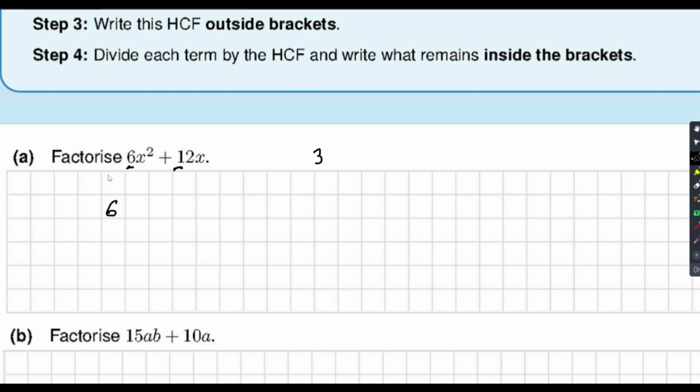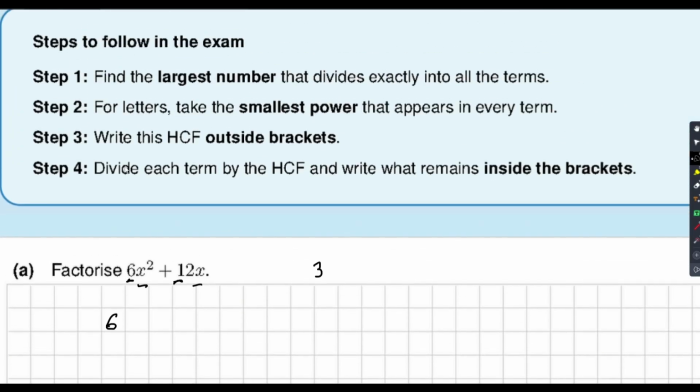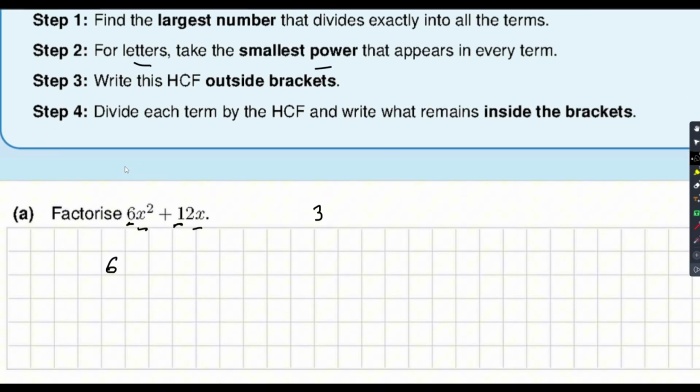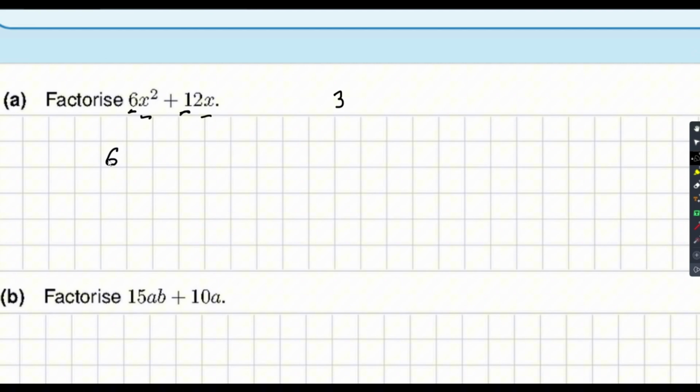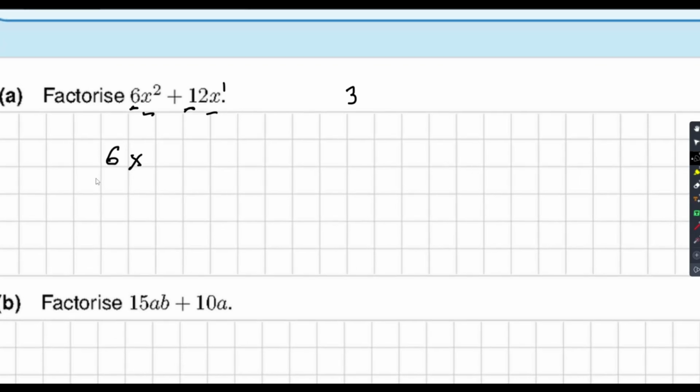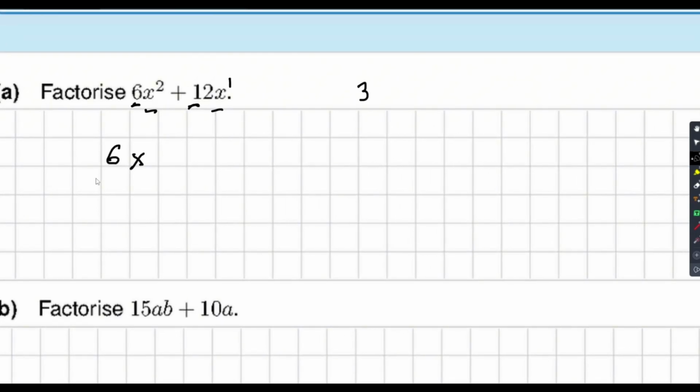Okay, so first of all, we deal with the numbers. Once we've dealt with the numbers, we then look at the letters. So we have the x squared and the x. And for letters, we take the smallest power that appears in every term. So we have an x squared and an x to the 1. So we're going to take the smallest power, 1, which is going to be x. Now, with factorizing, we have taken out that 6x.